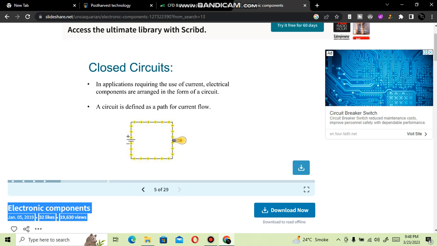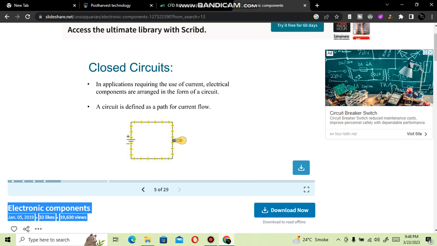Closed circuit. The application requires the use of current. Electrical components are arranged in the form of a circuit. A circuit is defined as a path for current flow.